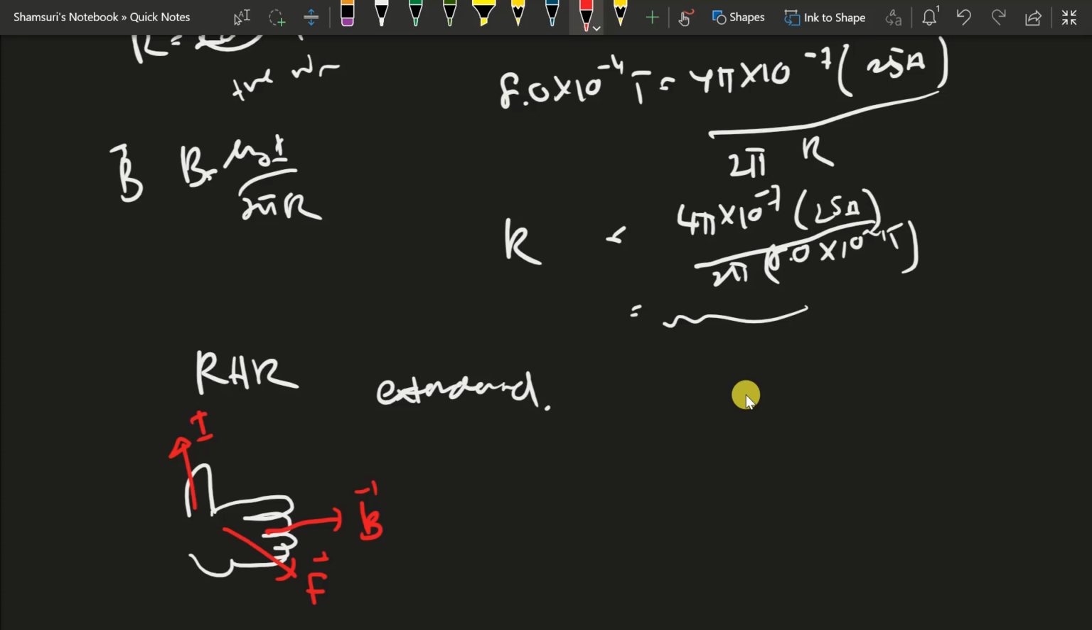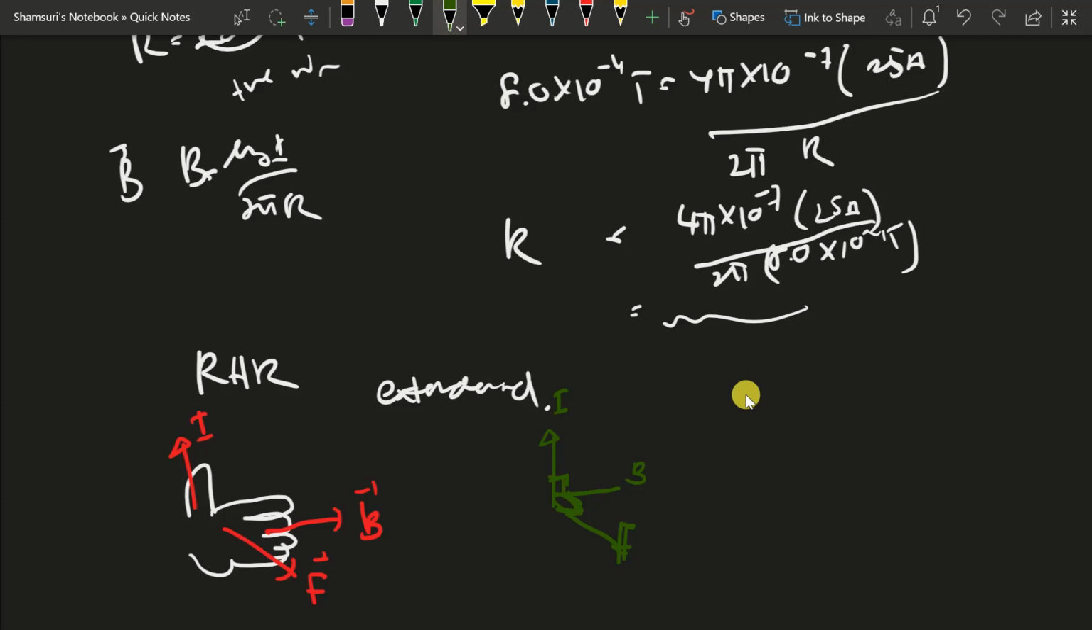So now it becomes like this. If I draw, it becomes like this is I, this is the B, and then this is F. They are all at 90 degrees to each other. Sorry, this one is 90 degrees. So like this. This is the direction of the force.